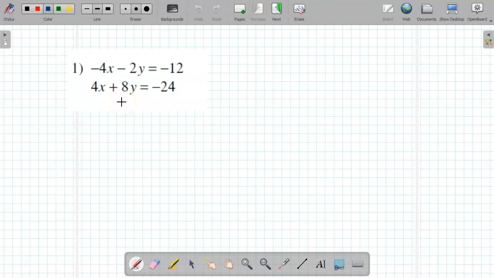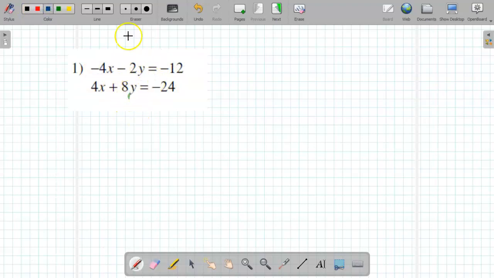So the idea with elimination is we want to line our equations up. And when I say line up, I mean the x's have to be in the same spot, the y's have to be in the same spot, the equal signs have to be in the same spot, and you have to have a number over here. This is what we call standard form. So everything we've got here is in standard form.